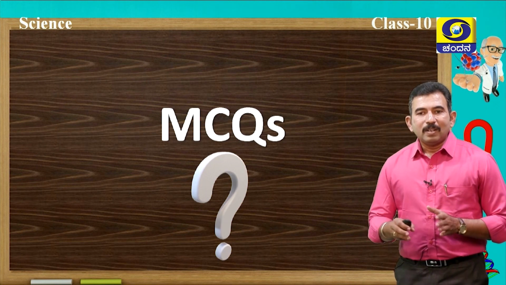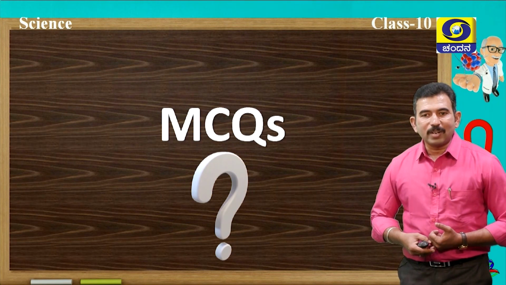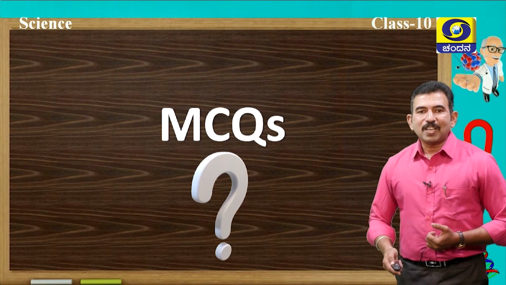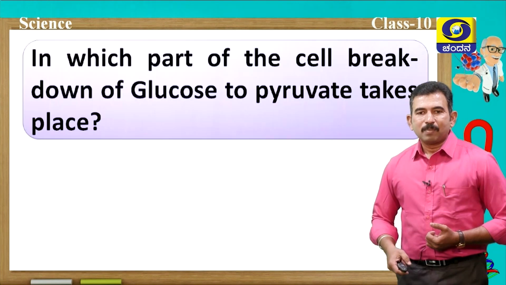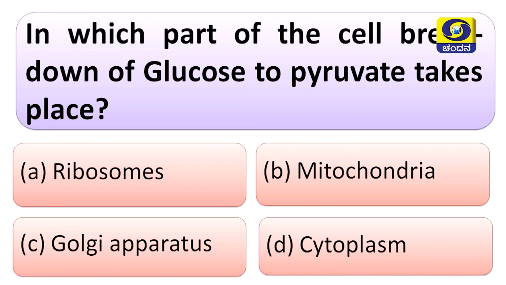Okay, now let us try to answer few MCQs. Are you ready? Okay. The first question for you. In which part of the cell does breakdown of glucose to pyruvate take place? Options are ribosomes, mitochondria, Golgi apparatus and cytoplasm. Yes students, your answer is correct, cytoplasm.